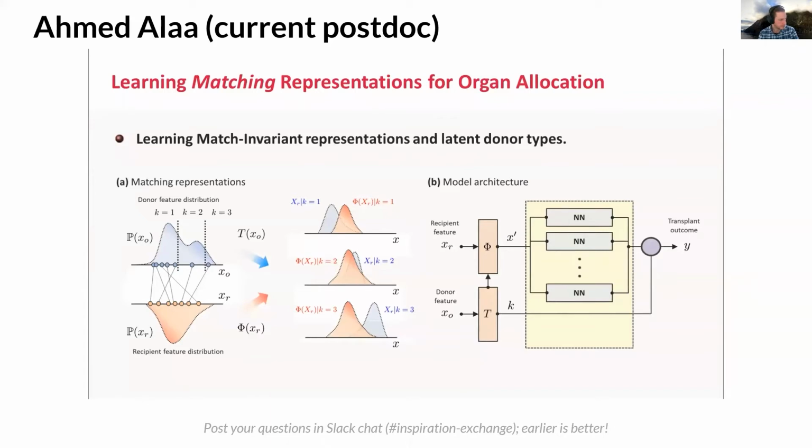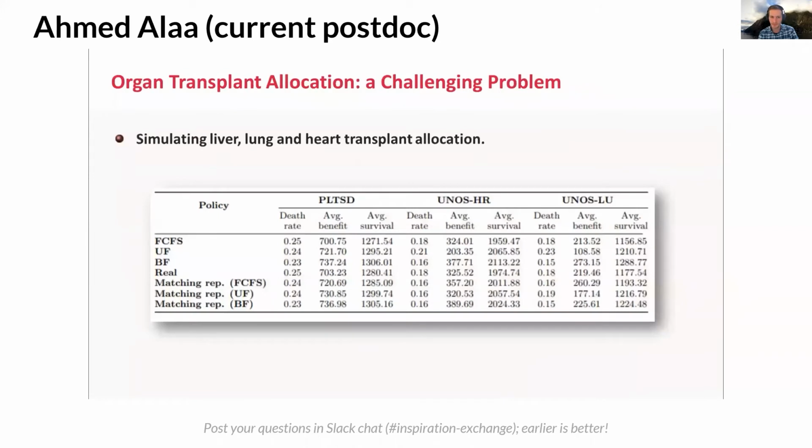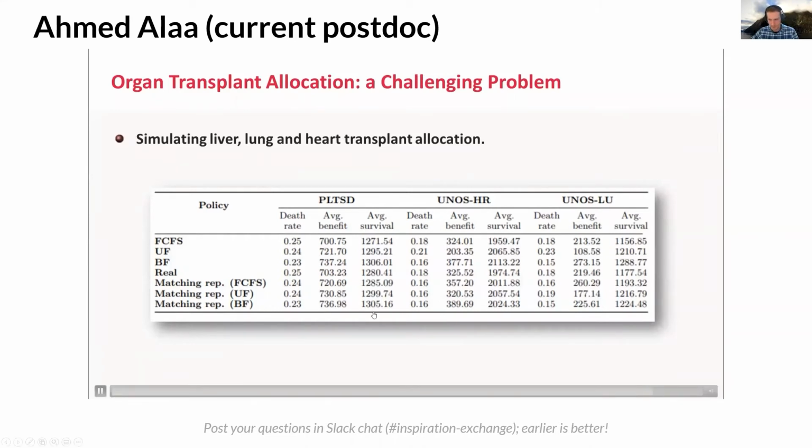And then the final layer of our model is a supervised learning layer where we predict the transplant outcome based on the discrete donor type and the recipient features after transformation. To validate our model, we create a semi-synthetic setup for simulating liver, lung, and heart transplant allocation using real data for these types of organ transplantations. And we show that using our allocation scheme, we can achieve better survival outcomes for patients in all of these setups compared to existing practice.